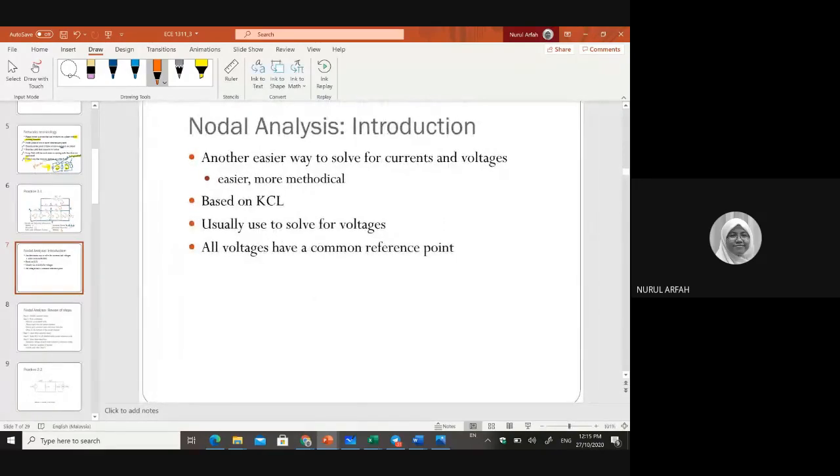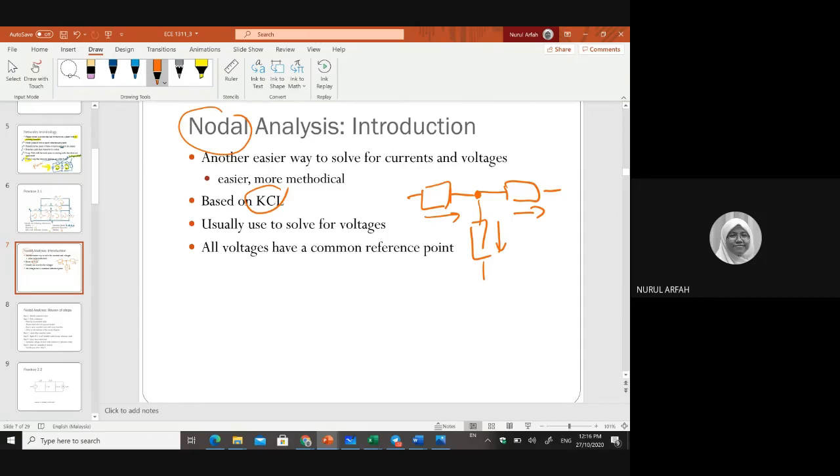Right, nodal analysis. Nodal analysis is easy to use to solve for currents and voltages if you have to find current and voltages in a circuit. Since we have a node, you need to apply current entering equal to current leaving. This is KCL. Current entering should be equal to current leaving.